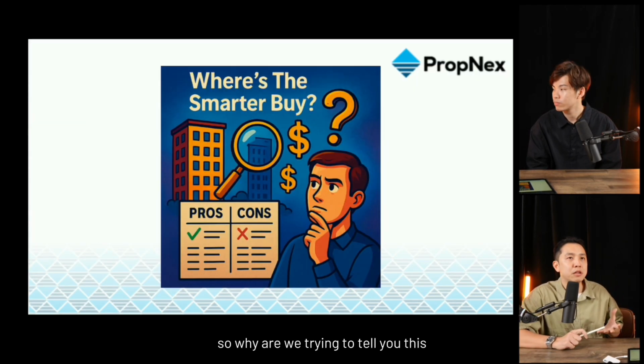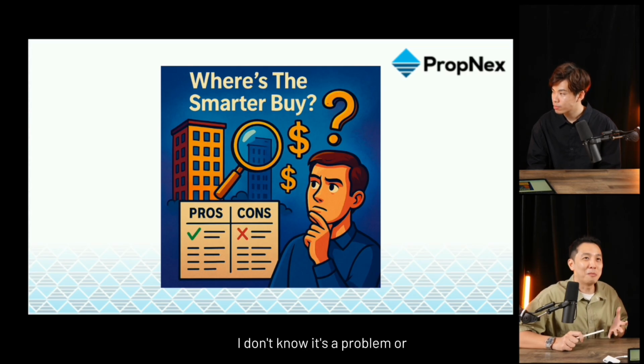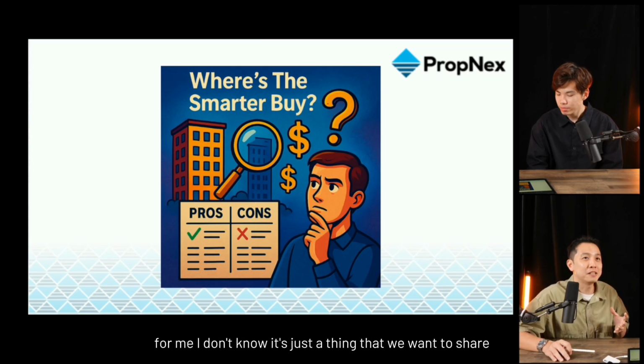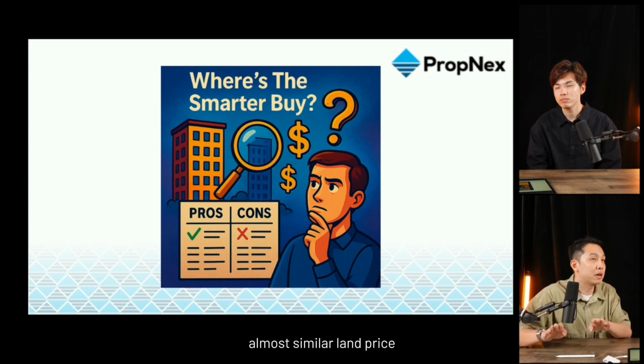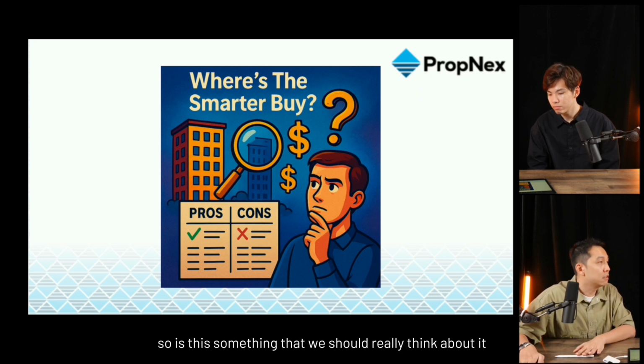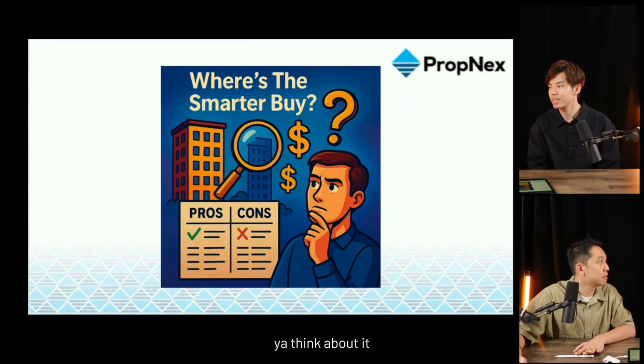So why are we trying to tell you this? Because right now, I don't know if it's a problem or not, it's just something that we want to share, that we see that the future OCR price is now almost similar in land price to the CCR and RCR. So is this something that we should really think about? Yeah, think about it. Look at it.